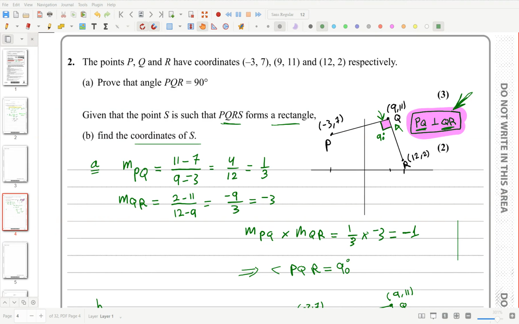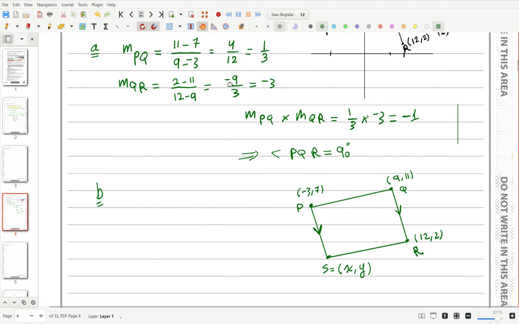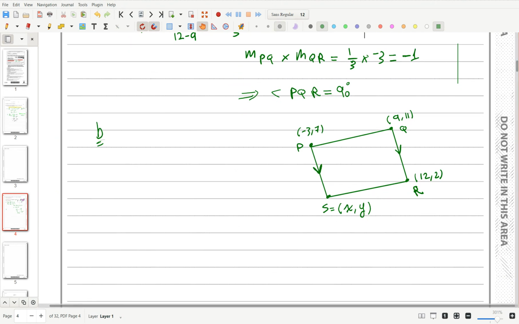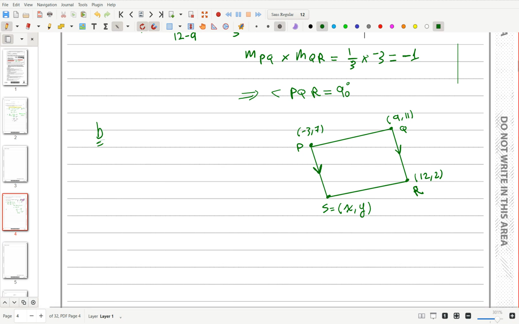So let's work through part B of the question, where we need to find the coordinates of point S, given that PQRS forms a rectangle. We will use vector concept to find the coordinates of point S. We know that in a rectangle, opposite sides are equal and parallel. Therefore, we have vector PS equals vector QR. That means they have the same components.